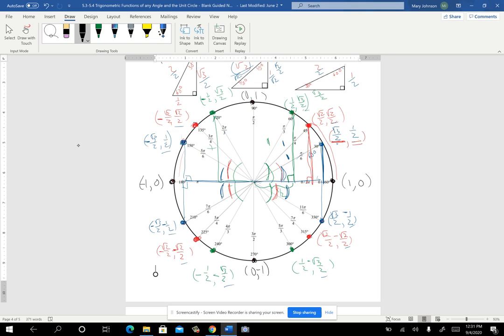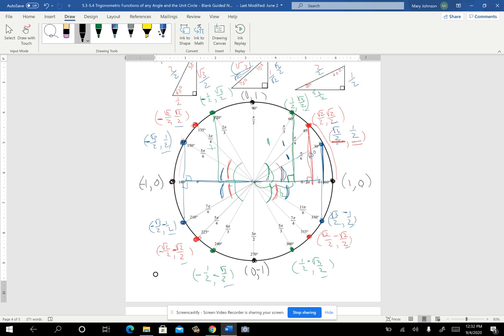And so it turns out that when you're at 0 degrees, your cosine is 1. When you're at 0 degrees, your sine is 0. Let's say you're here. The cosine of 270 would be 0. The sine of 270 would be -1. Okay, so there we've developed the unit circle.